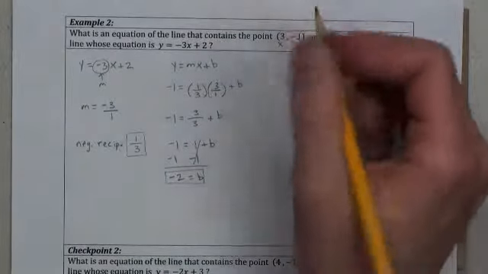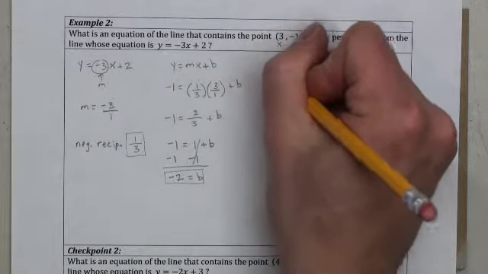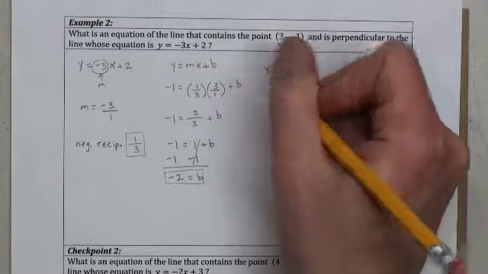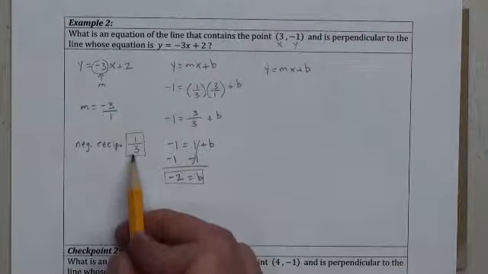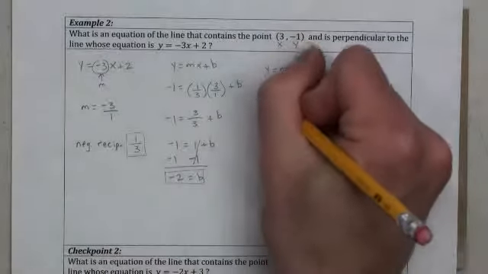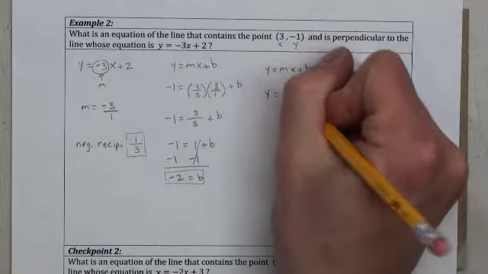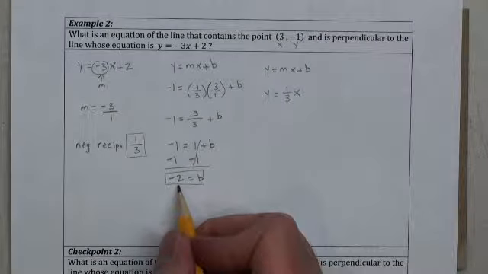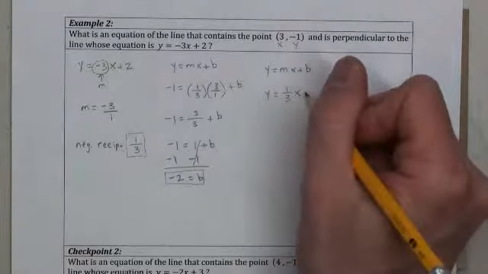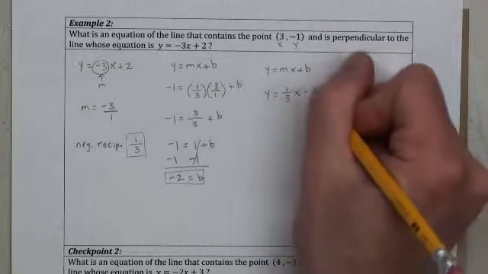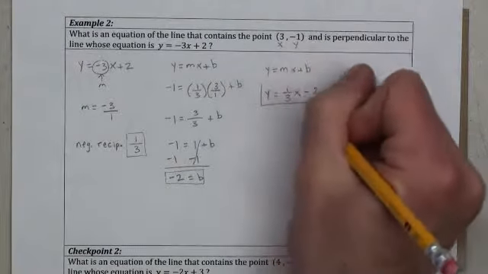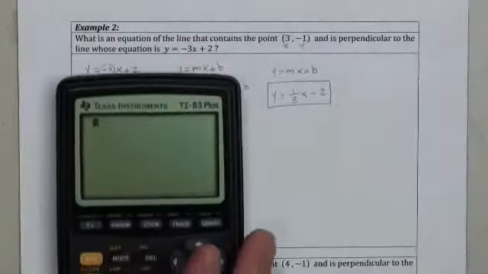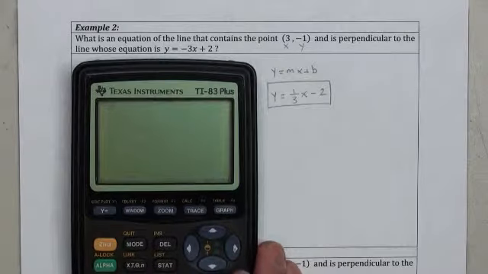Okay? So I write my equation, y equals mx plus b, and now I substitute in the two values that I found. The negative reciprocal of the slope, I plug that in for m, so 1/3 x, and now I plug in b. Since b is negative, it's not going to be plus negative 2, it's just going to be minus 2. And that's my answer. Now let's just check to make sure these lines look like they're perpendicular.